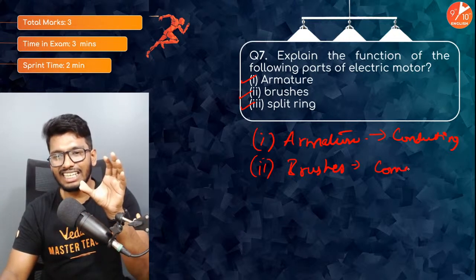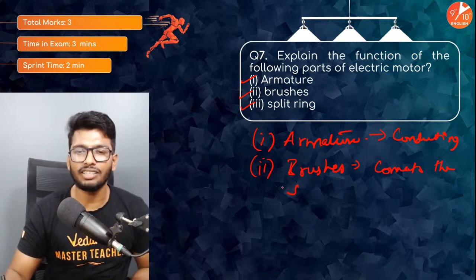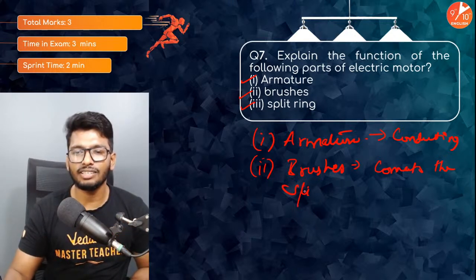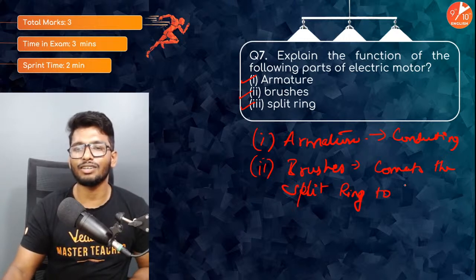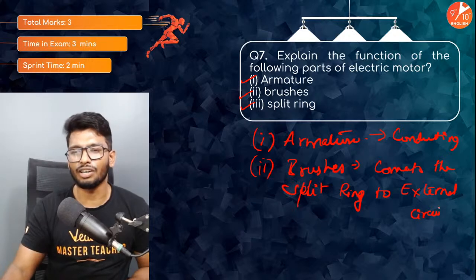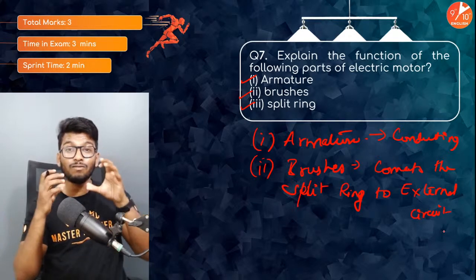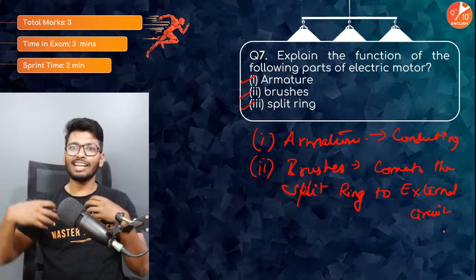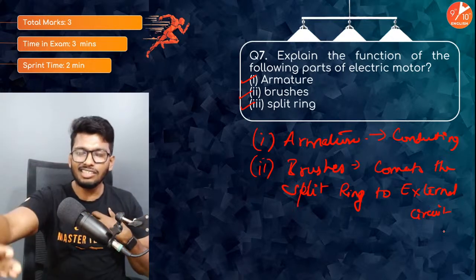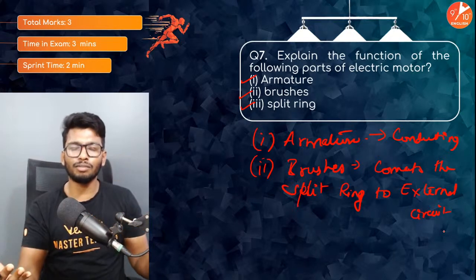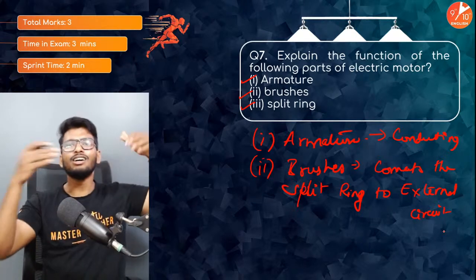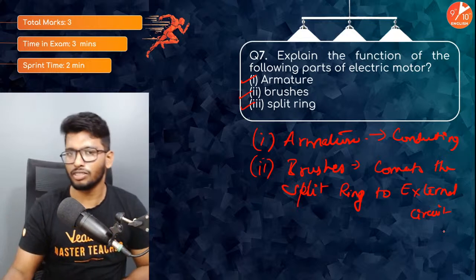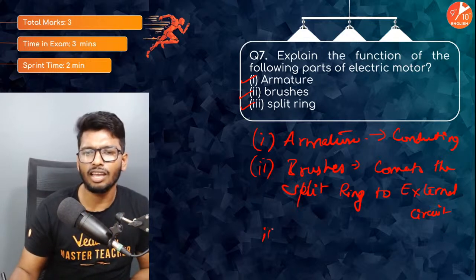It basically connects the split ring to the external circuit, or you can just mention circuit. It is basically the one that connects. It's like a bridge which connects the internal circuit to the external circuit. The internal circuit being the armature coil and the split ring, that is connected to the external circuit through the carbon brushes. Last but not the least, people, is the split ring.